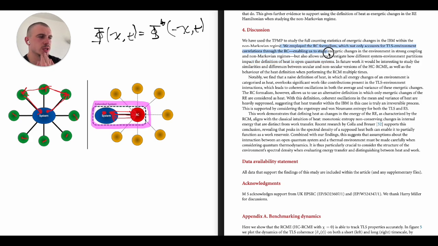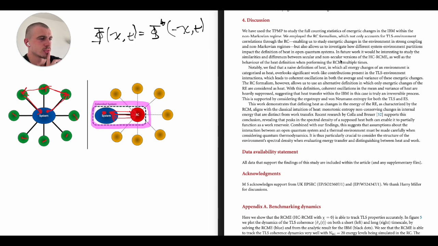And then the first bit is basically just saying that the reaction coordinate master equation lets you look in the strong coupling and non-Markovian regimes. Okay, so we find that a naive definition of heat, which is the full bath definition, overlooks work-like contributions in the interaction, right? So these big oscillations that we're talking about.